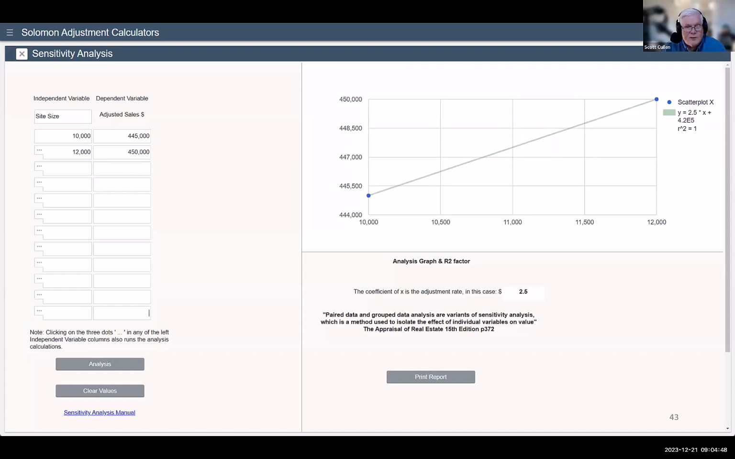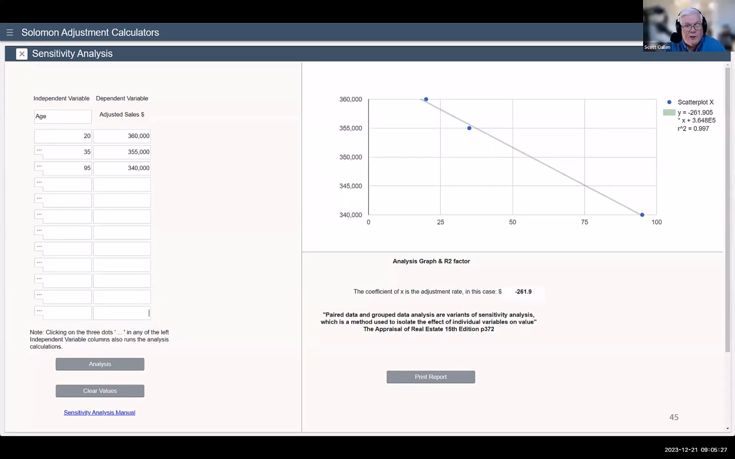Sensitivity can be used for a site size adjustment. 2,000 square feet are worth 5,000, so we have an adjustment rate of $2.50 per square foot. Adding comp 3 with 14,000 square feet and adjusted sale price of $452 results in a different coefficient of X. The adjustment rate is $1.75. The R square is high at 0.94. I would make this adjustment.